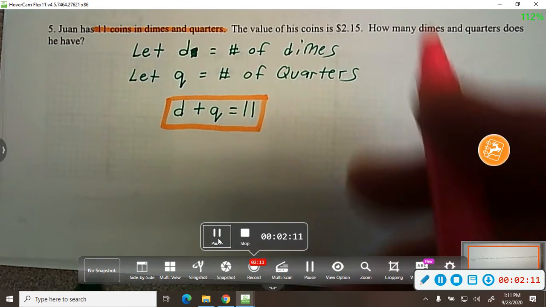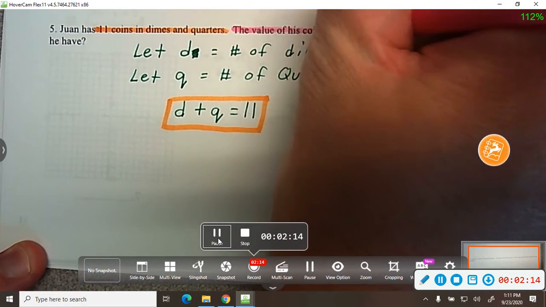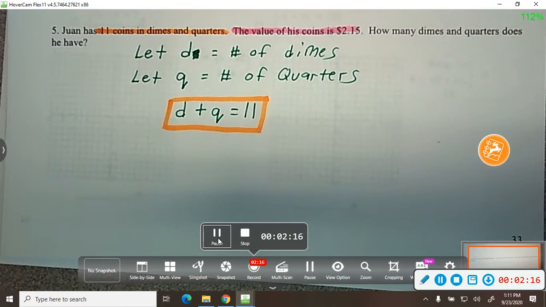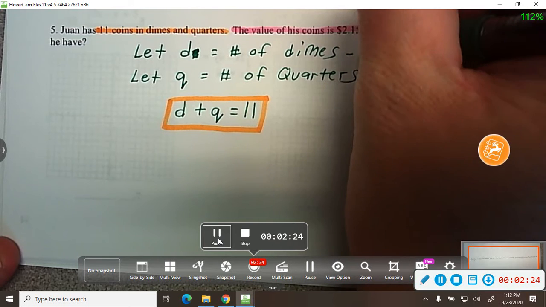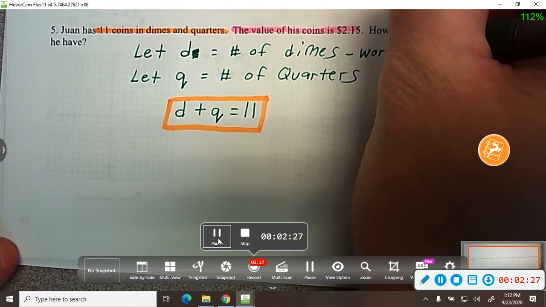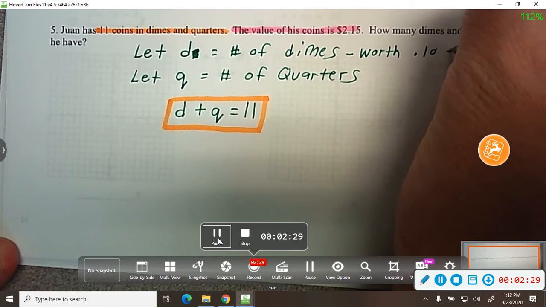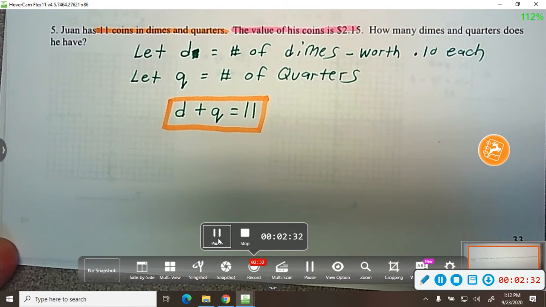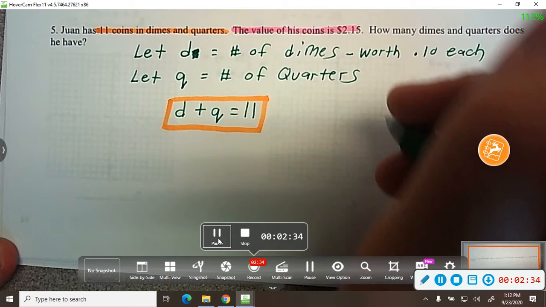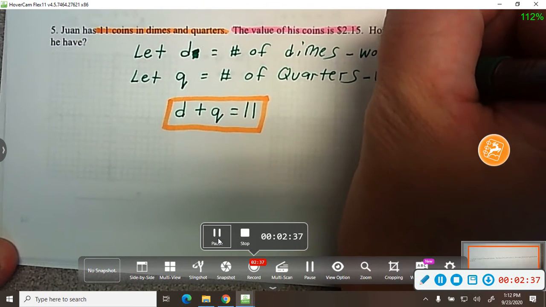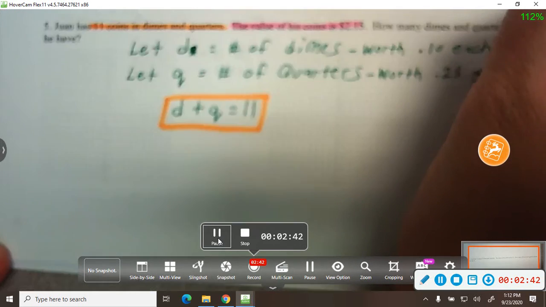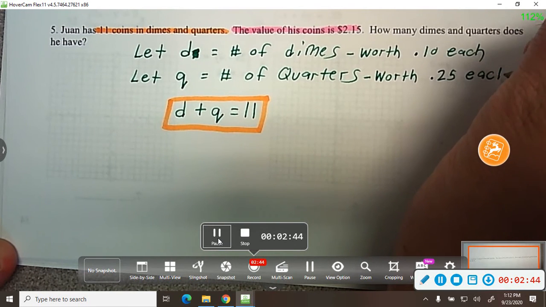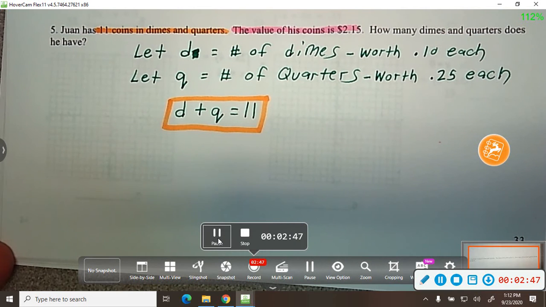Then I know the value of his coins is $2.15. Now you have to use some of your own knowledge: dimes are worth 0.1, and quarters, and notice they didn't tell us this, are 0.25 each. So that's why 4 quarters make $1, because they're each worth 0.25.